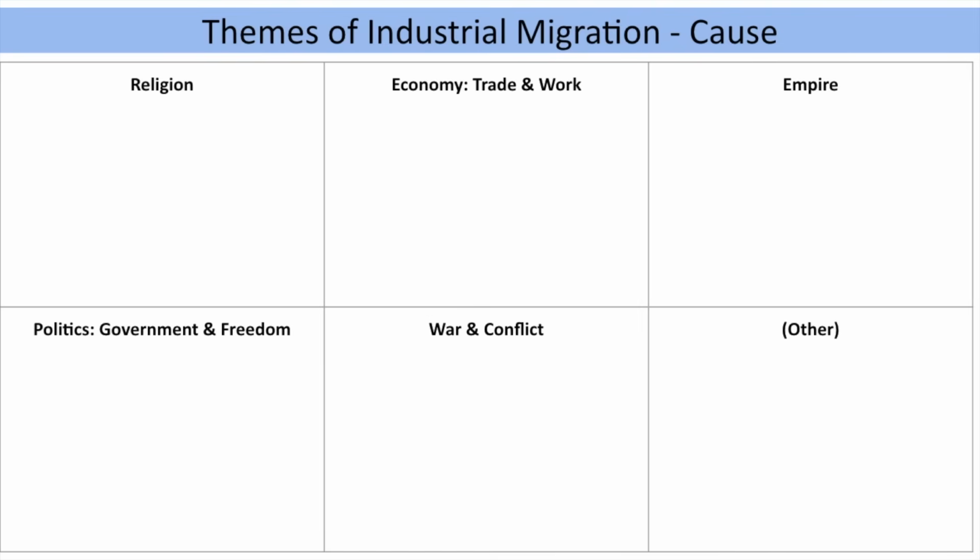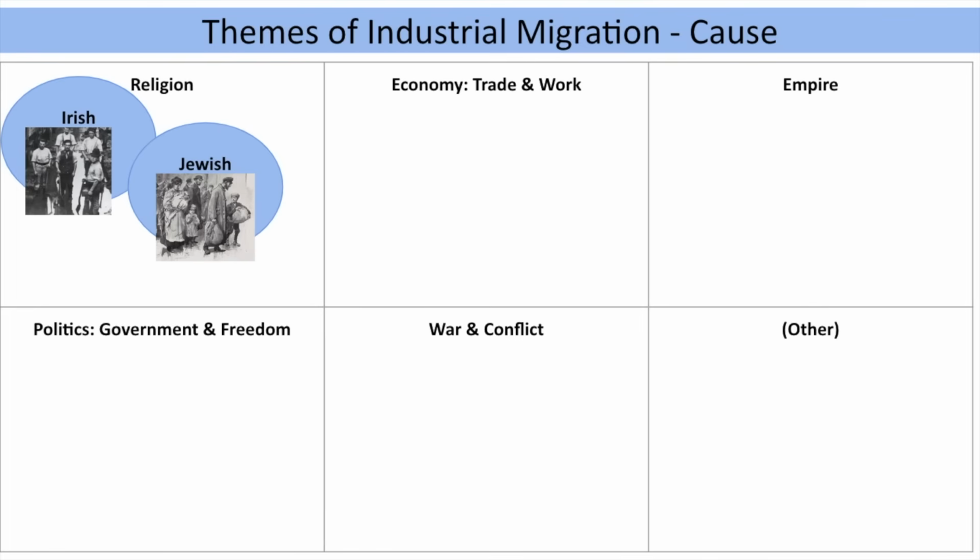So as ever, I really encourage you to think about the big themes of the course. This is a breadth study, so especially for the 16-mark questions, you need to be able to compare different groups within time periods and across different time periods. So the big themes of industrial migration when it comes to the causes of migration, I would definitely say are religion. We see Irish people migrating to escape Catholic persecution. We see Jewish migrants, or at least Eastern European Jews, coming in the 1880s to escape that anti-Semitic violence.